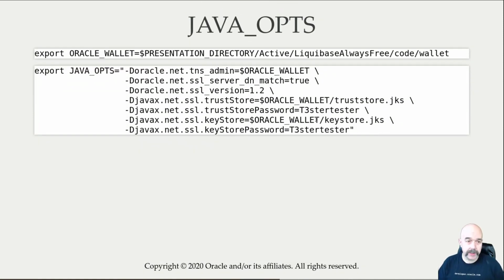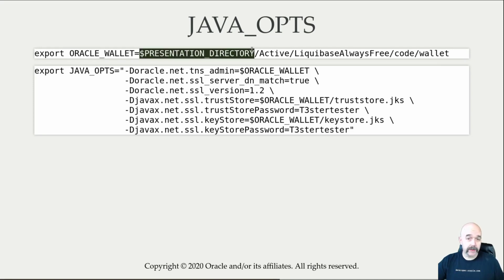Basically, I'm going to set up a Java ops environment variable. Now, I'm basing some of this on this other environment variable that I put in because I don't want to have to type in all of this stuff every time. So I create an environment variable that tells me where my wallet is located. My presentation directory environment variable that it's based off of is simply because I do different presentations on different machines, and this way I don't have to modify all of my setup scripts. I can just run off an environment variable.